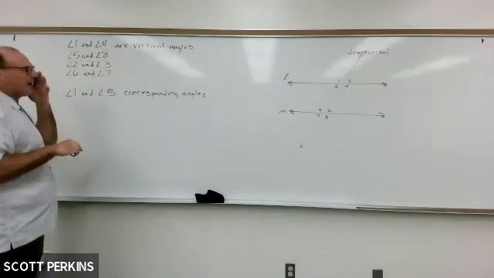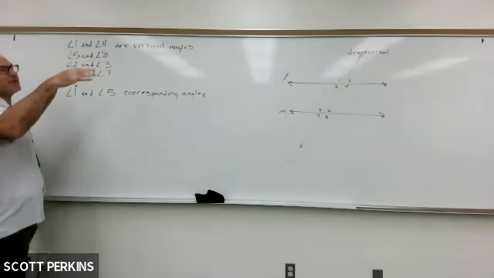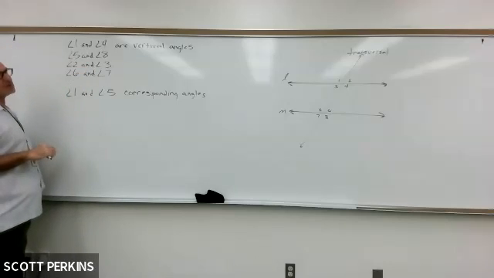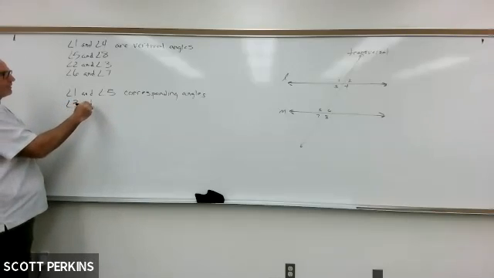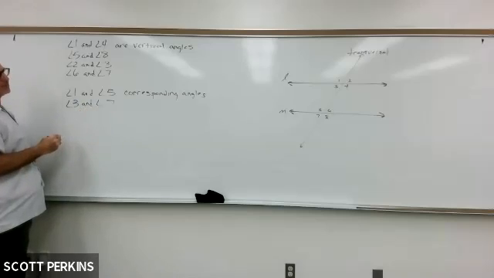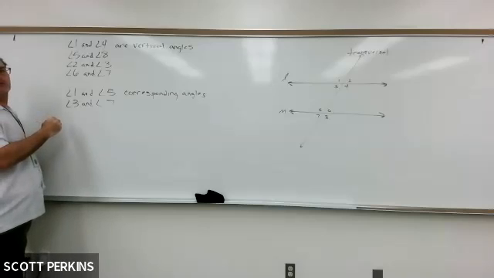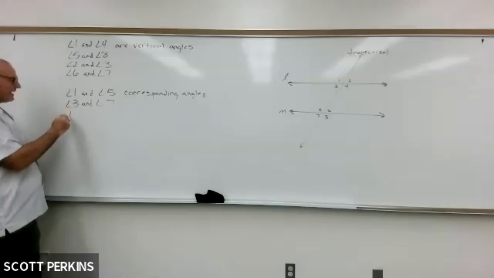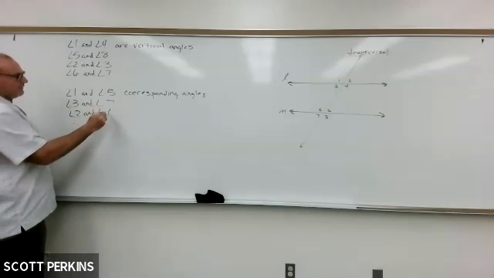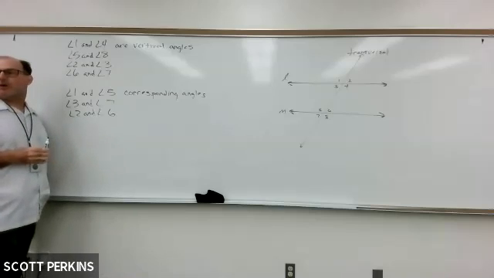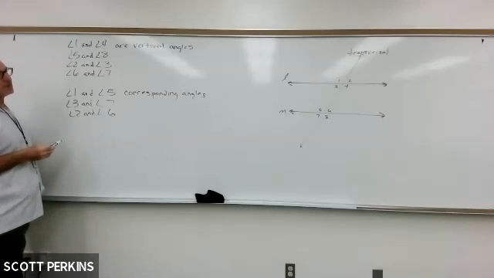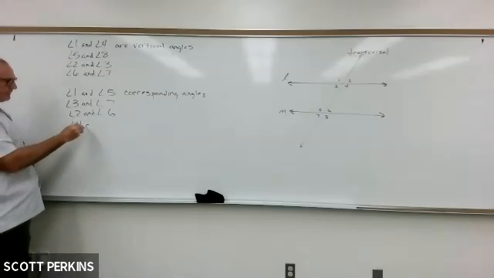If angle 1 and angle 5 are called corresponding angles, what other angles here would be corresponding angles? 3 and 7. Okay, 3 and 7. Great. What else? What'd you say? Did you say 2? Okay, great. I just couldn't hear. Angle 2 and angle 6, yes. And then there's one more pair of corresponding angles. Yep, that is it.